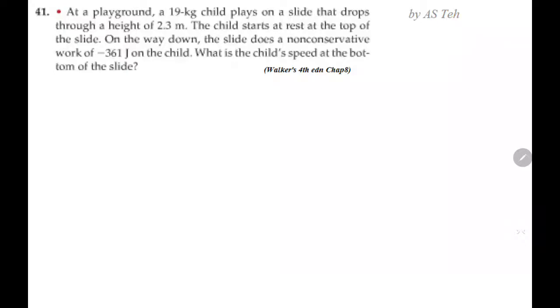Okay, this question is an energy related question. What happens is we have a child that slides down a slide. The child was initially 2.3 meters away from the bottom. It started at rest, so it has an initial velocity of 0 and drops down to the bottom, so we need to find the final velocity.